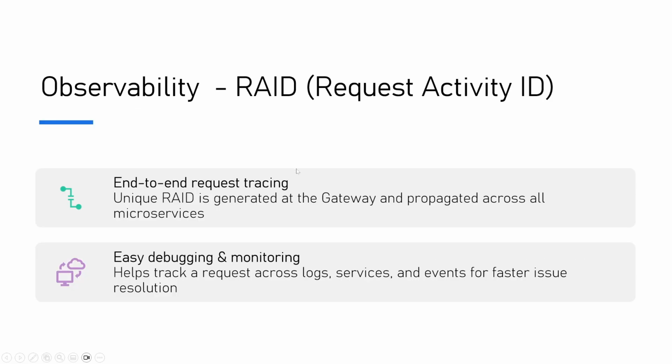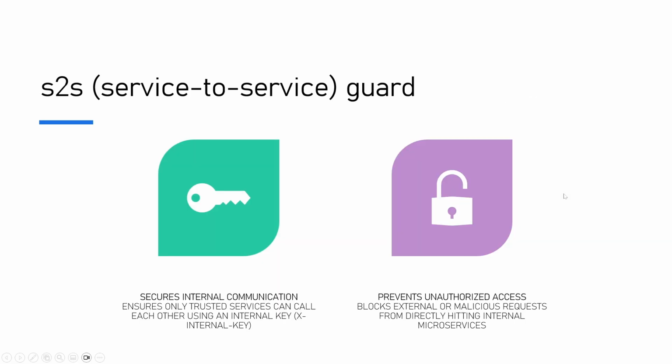Then observability using request IDs, which I showed you: each request gets an ID, and using that ID we are able to trace the request end to end, how it is being handled, the logs and everything. It makes debugging and monitoring much easier. And the S2S guard: as I said, only the API gateway or internal microservices can communicate with each other. No one from outside our application can communicate. That is what the S2S guard does, using the internal key.